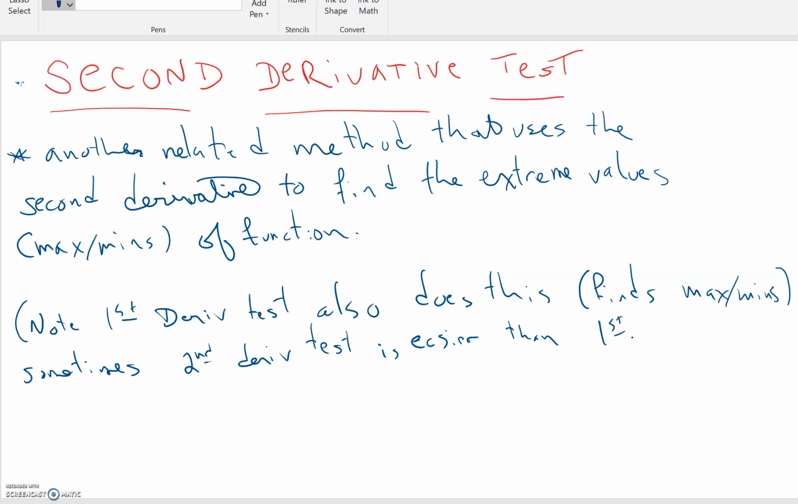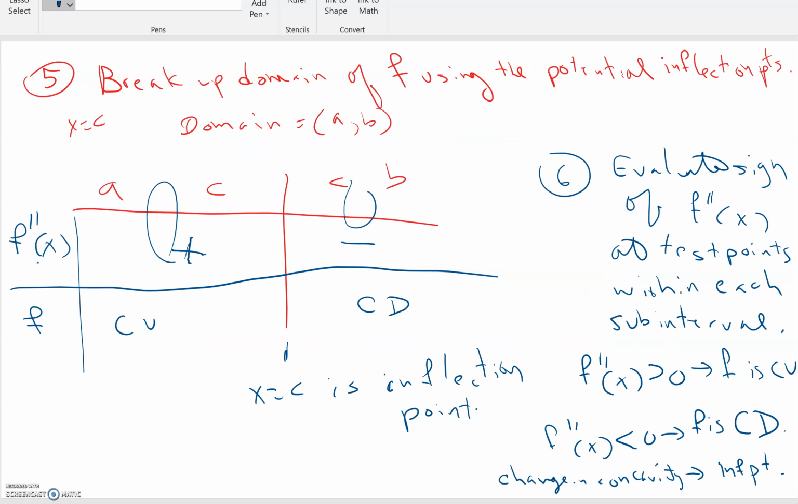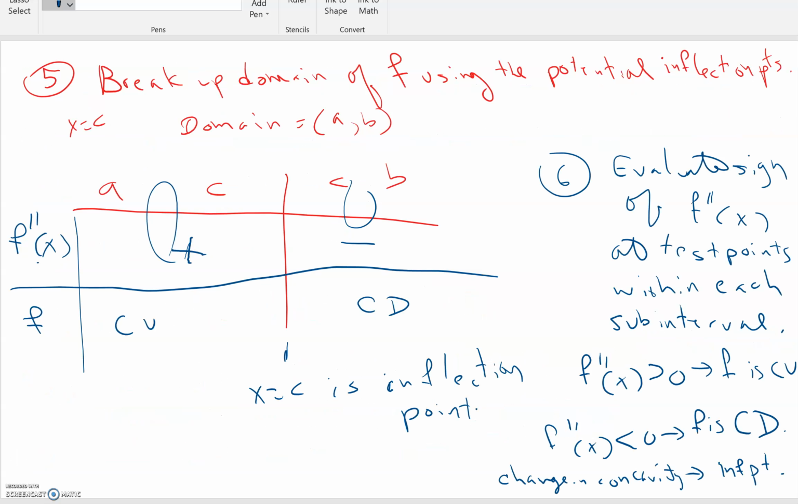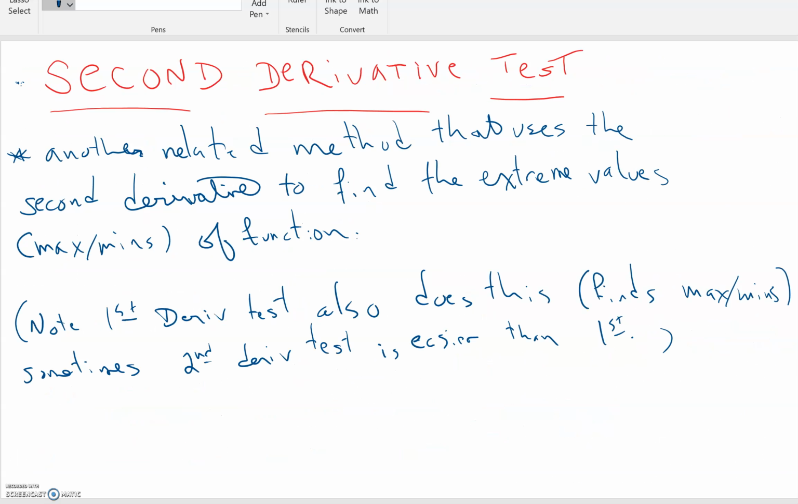But just keep this separated in your mind: the second derivative test is not strictly about finding intervals of concavity and inflection points. If you want to find intervals of concavity and inflection points, then you use this, which I didn't really give a name, but let's call it a concavity test. Kind of unfortunate terminology, but that's what we're stuck with. Now, of course, I haven't actually told you what the second derivative test is yet, so I'd better do that.